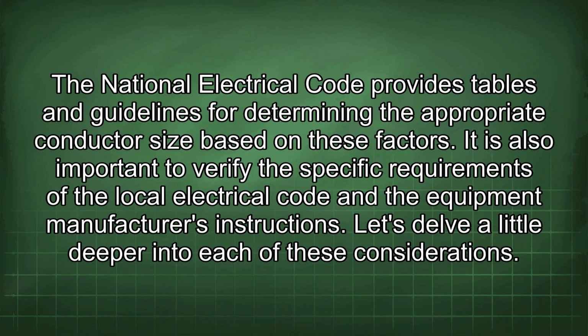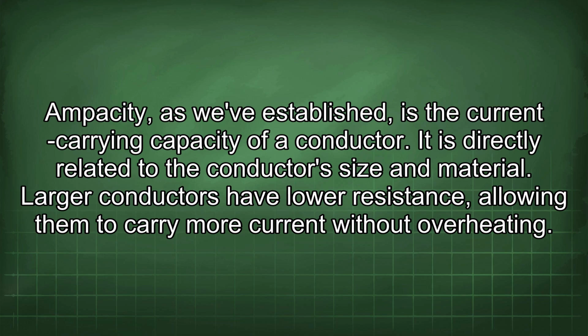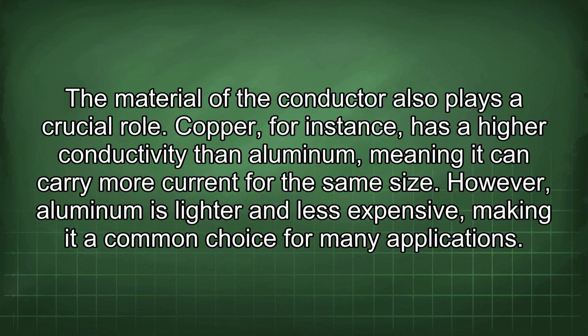Let's delve a little deeper into each of these considerations. Ampacity, as we've established, is the current carrying capacity of a conductor. It is directly related to the conductor's size and material. Larger conductors have lower resistance, allowing them to carry more current without overheating. The material of the conductor also plays a crucial role. Copper, for instance, has a higher conductivity than aluminum, meaning it can carry more current for the same size. However, aluminum is lighter and less expensive, making it a common choice for many applications.